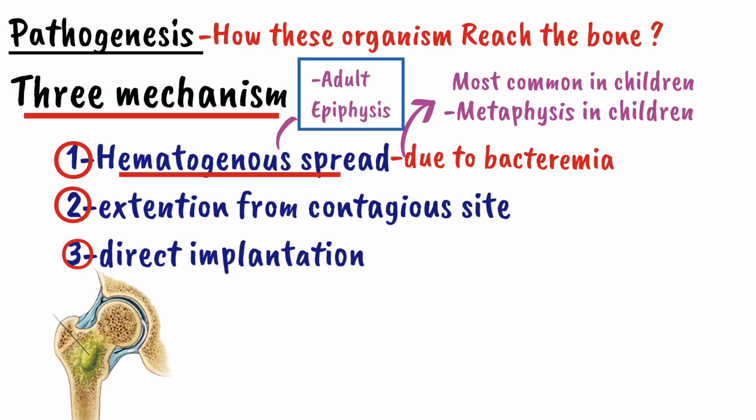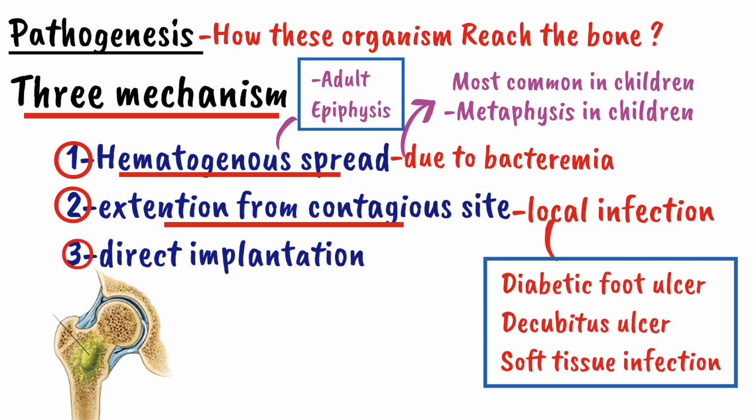The second one is extension from a contiguous site. So what is meant by a contiguous site? By this we mean that when we have an infection such as a diabetic foot ulcer, decubitus ulcer, or any other kind of soft tissue infection, due to this infection the infective organism will spread to the bone and cause osteomyelitis. It is the most common cause of osteomyelitis in adults, primarily in those patients who have a diabetic foot.